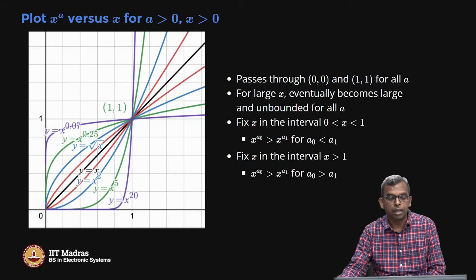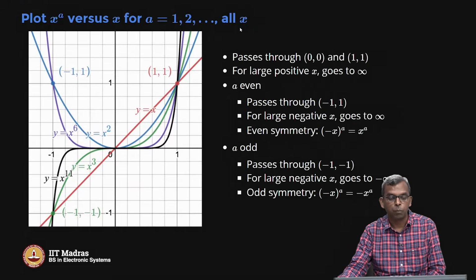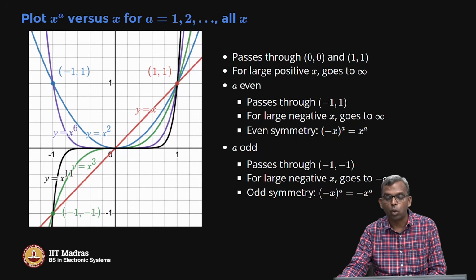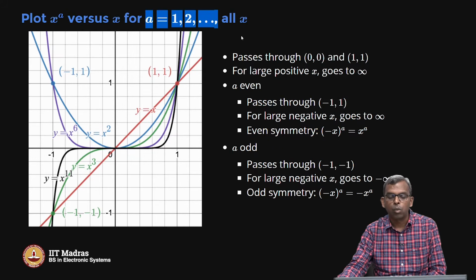What about a being negative? What about other values of x? Okay. So here is a plot where I've gone to all x here, not just x being positive, all x, but I've restricted a to integers. Why have I done that?